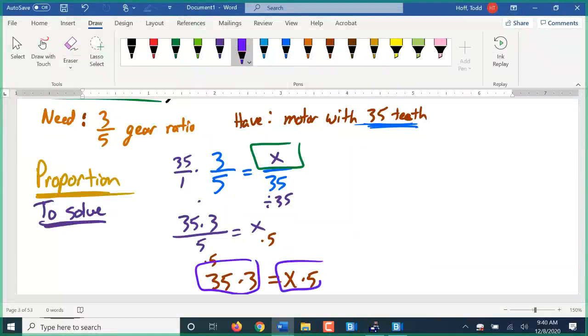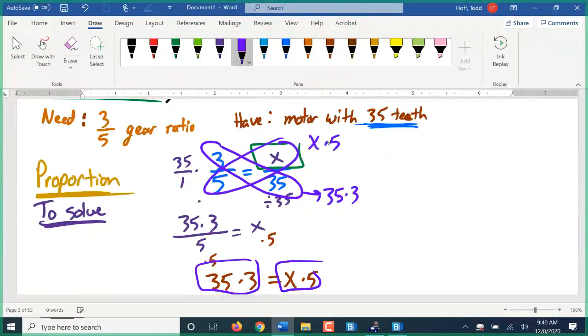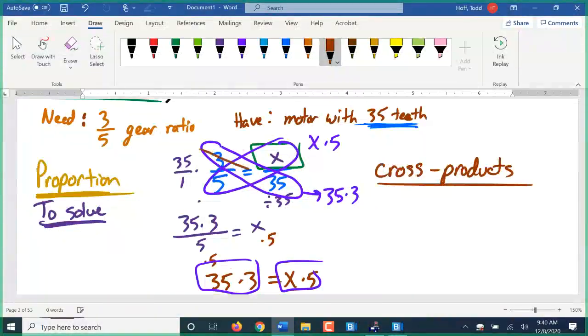These two products that I got here are very important because if I look at where they come from in the proportion, 3 times 35, or 35 times 3, and the 5 times x is right here, or x times 5. They are what we call cross products. They're called cross products because they form a cross in the proportion. They're diagonal. We multiply the numbers that are diagonal with each other. And they have to be equal, as we see down here.